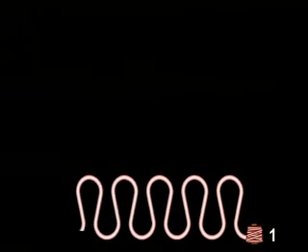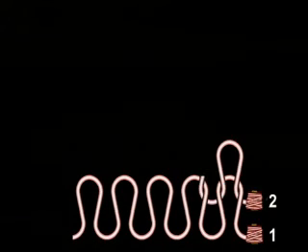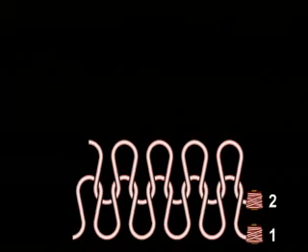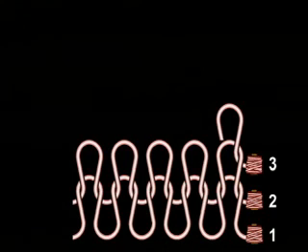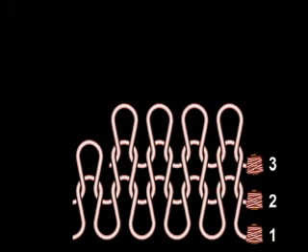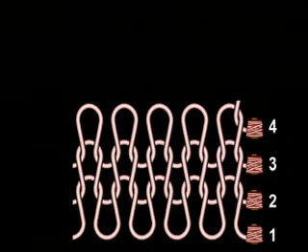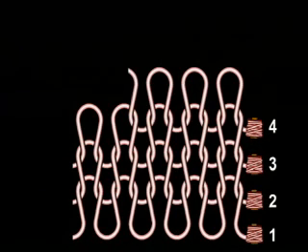Here is an illustration of how loops of yarn are created by a weft knitting machine that knits yarn in a horizontal manner, so that the loops are formed from right to left. If you analyze the structure, you see a pattern of loops arranged in rows and columns.